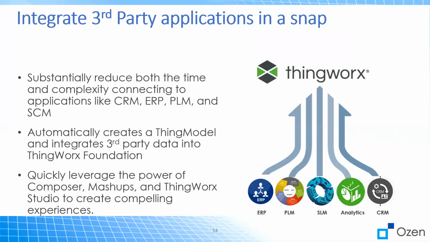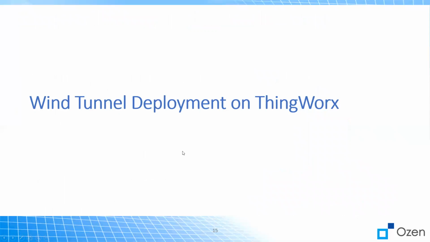On top of that, you'll be able to integrate third-party applications quite fast, which means that if you have other tools like ERP, PLM, SLM, or other even analytics tools, they're totally connectable to Thingworx. In this session, we're going to focus on two projects that we did. One is a wind tunnel, which we deployed on Thingworx, and the other is the spiral.